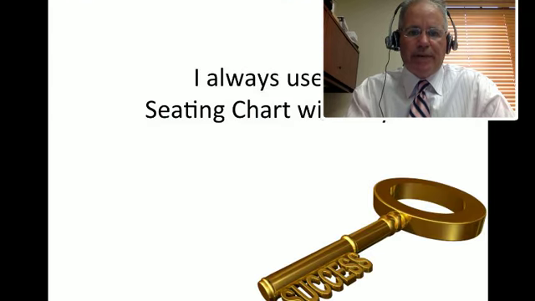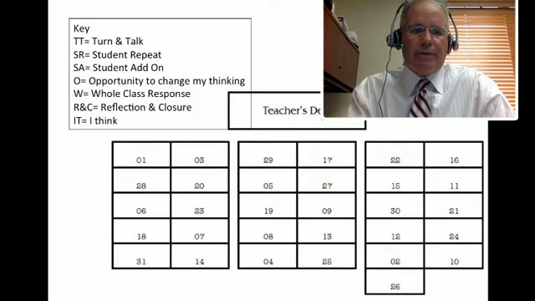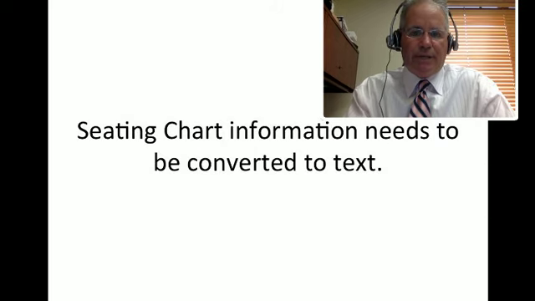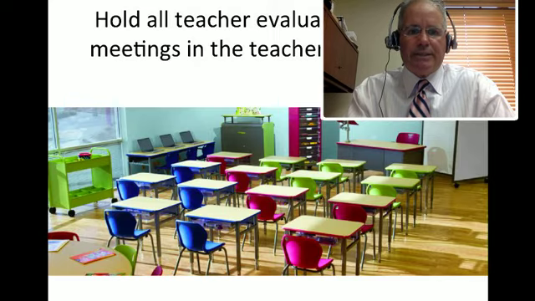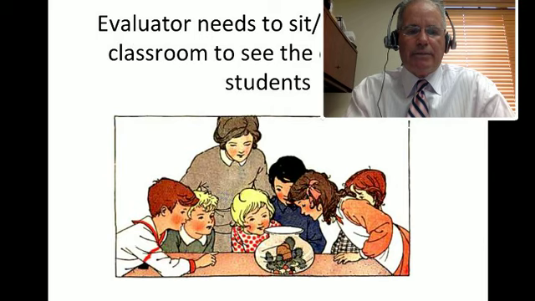So just to review some evaluation tips, I always use a seating chart with a key to the seating chart in order to make sure that the teacher is doing whatever I'm asking the teacher, or what I'm looking at, for example, for engaging students in learning, for questioning and discussion, for assessment, for all of those things. And then remember, after you do this seating chart, you have to convert it to text in order to communicate to the teacher. If possible, hold all the meetings in the teacher's classroom. That's where all the teacher's work is, and that's also the least authoritarian place to have the meeting would be in the teacher's classroom.